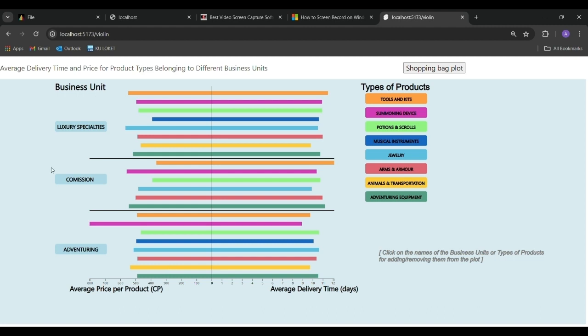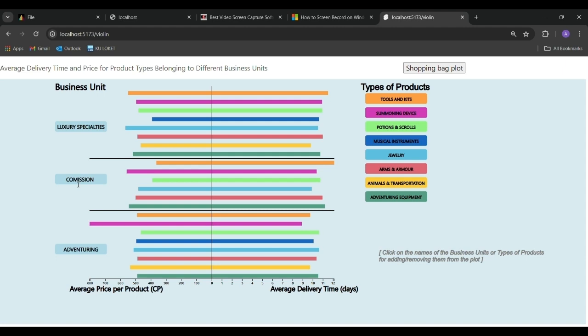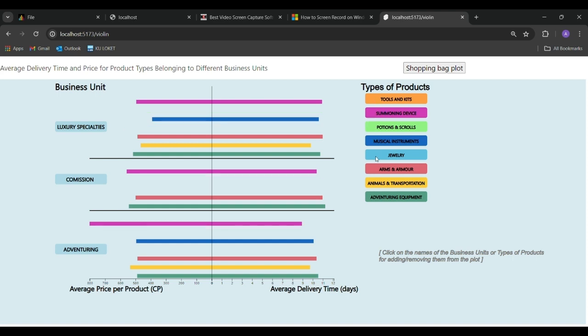We have it for each of the business units and the types of products. By clicking on any of the buttons, we can remove them, and then it's easier to visualize the data if you want to compare. Similarly, we can do it for the types of products. So by clicking on tools and kits, we can remove all of the tools and kits and just display the remaining product types. And this can be done for several categories.